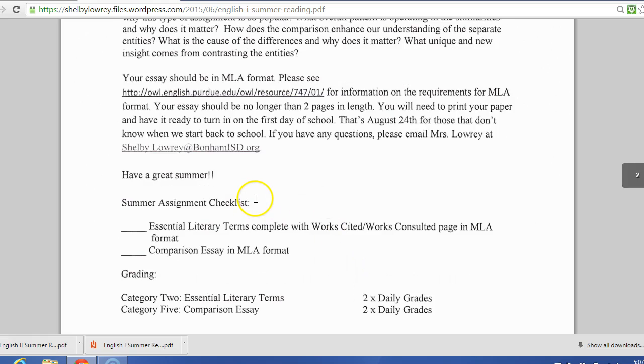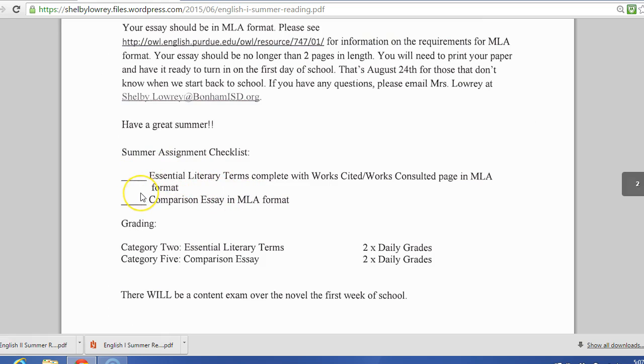I provided you with a checklist here so that you would know what all you had to turn in. So again, you need to turn in those essential literary terms. Remember, you're defining them in your own words, and you're finding 15 of them within the novel itself. So you're looking for 15 of those terms within Percy Jackson and the Lightning Thief.